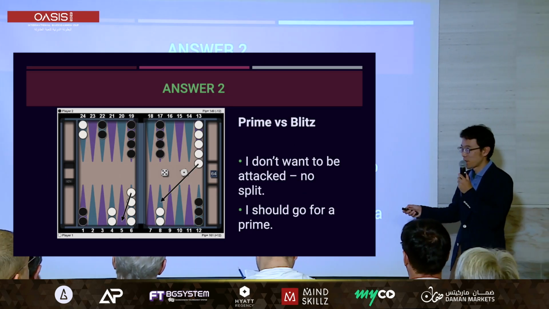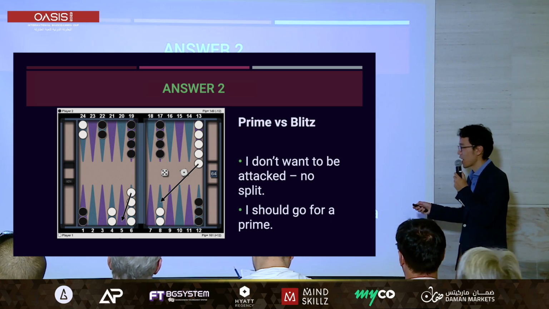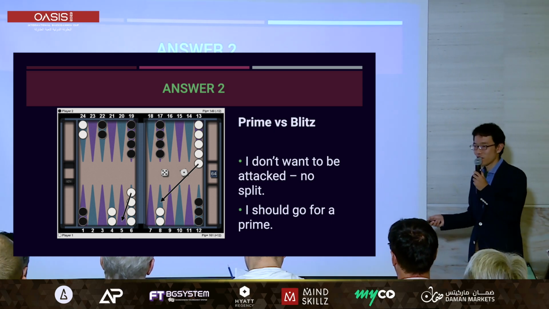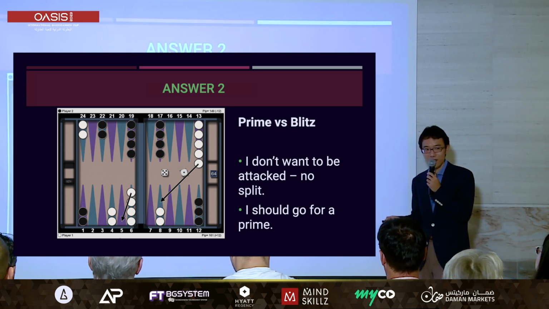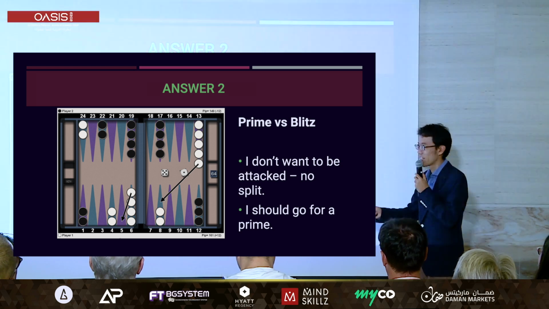So 5-1, prime versus blitz. You should not split because he has a blitzing position. I don't want to be attacked, no split. I should go for a prime. So you come down and slot. That's the best play.